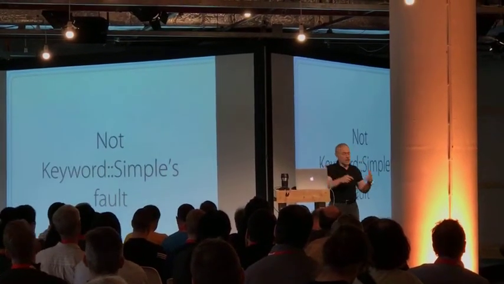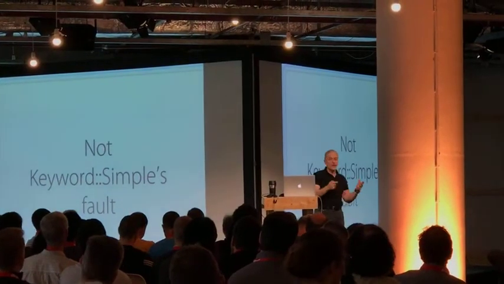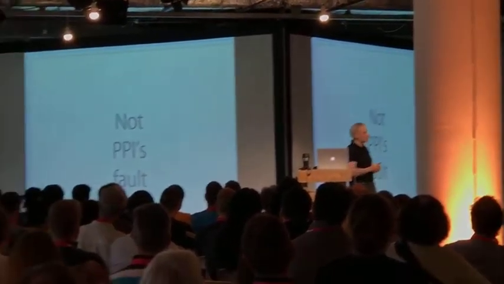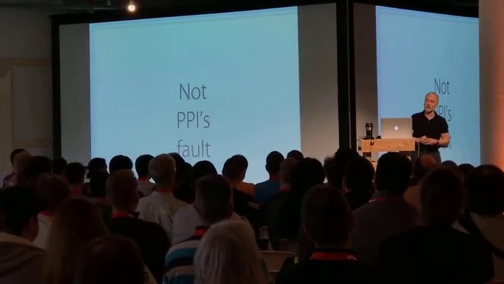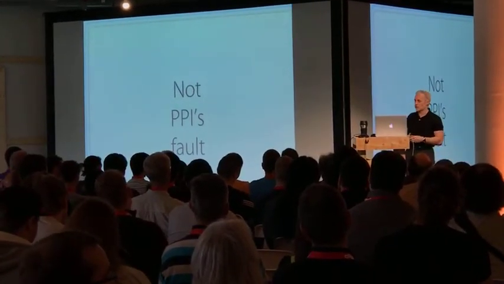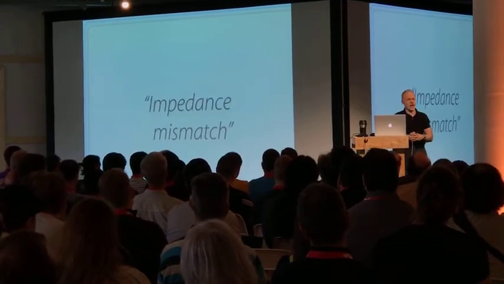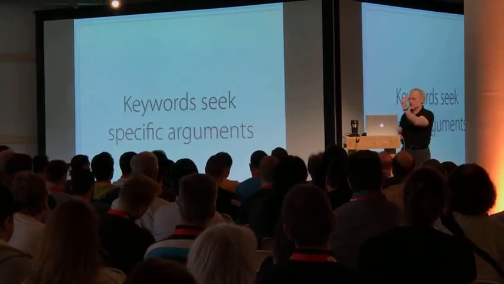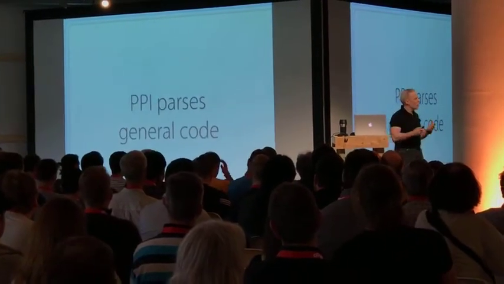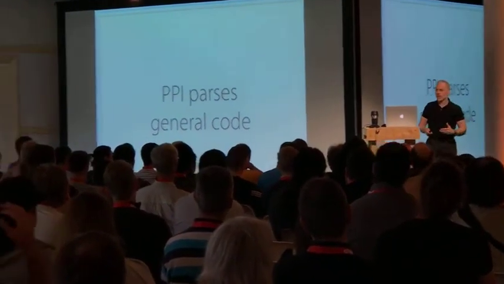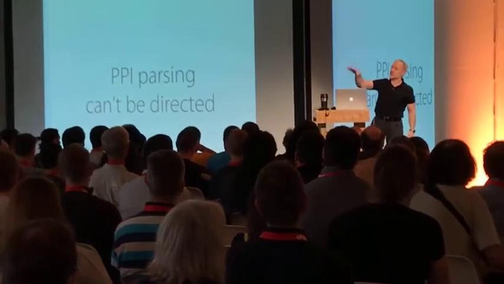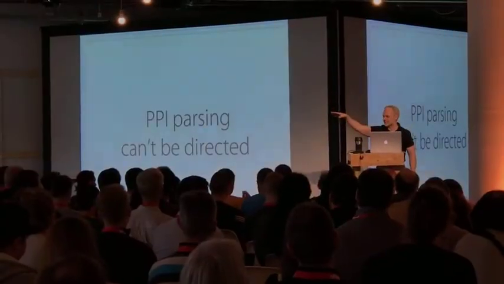Now, that's not keyword simple's fault because it's following the API for pluggable keywords. It's not even PPI's fault because PPI is doing the job it was designed to do. It's just an impedance match. The keywords just want specific arguments. But PPI only parses general code. PPI parses what you actually give it, and you can't direct that. You can't say, look, don't bother parsing if this is not a block.